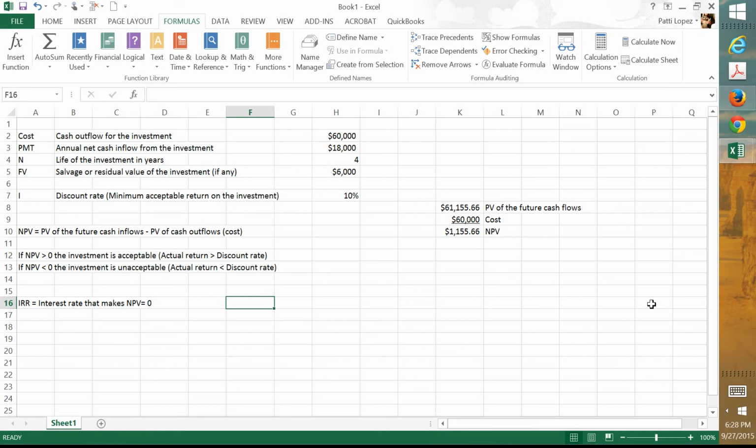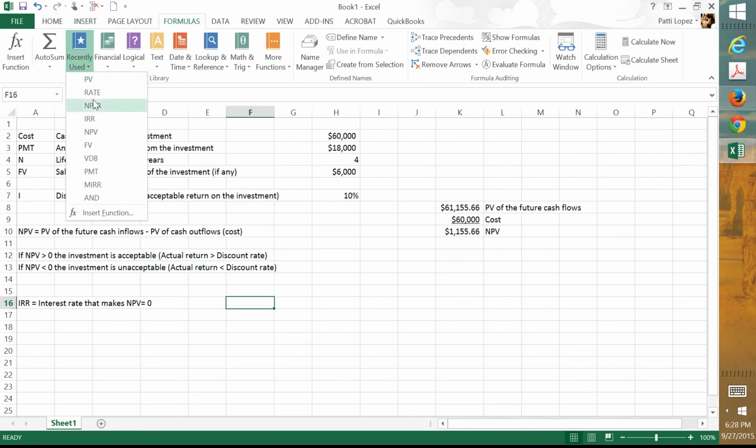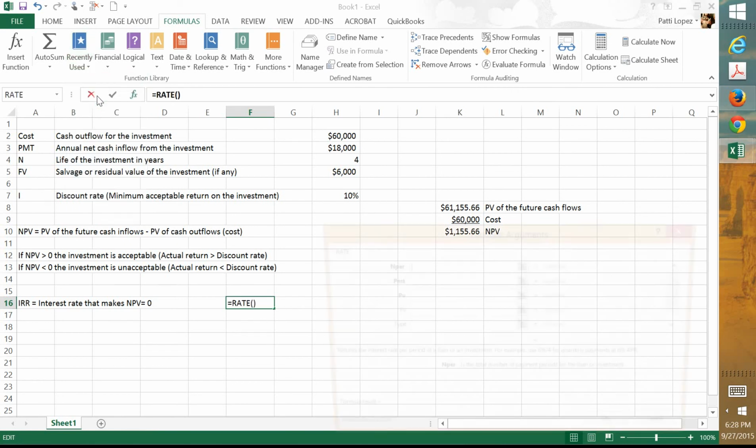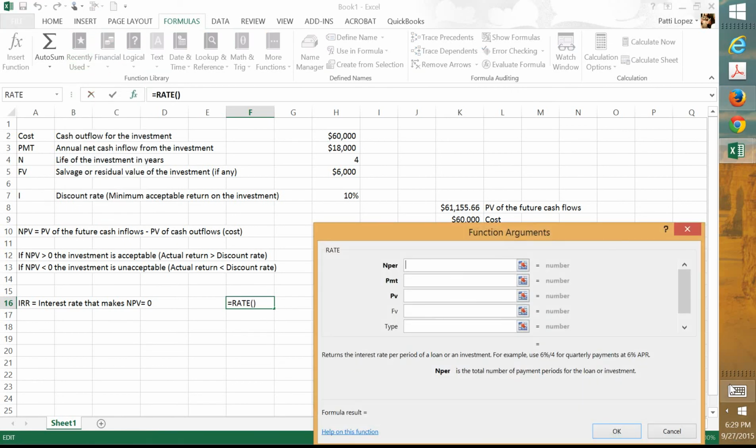The IRR is the interest rate that makes net present value equal to zero. There are a couple of different ways to do that, but the easiest way is to use the rate formula. So we're going to use the same basic information. It's still a 4-year life. The payment is still $18,000. The future value is still $6,000.